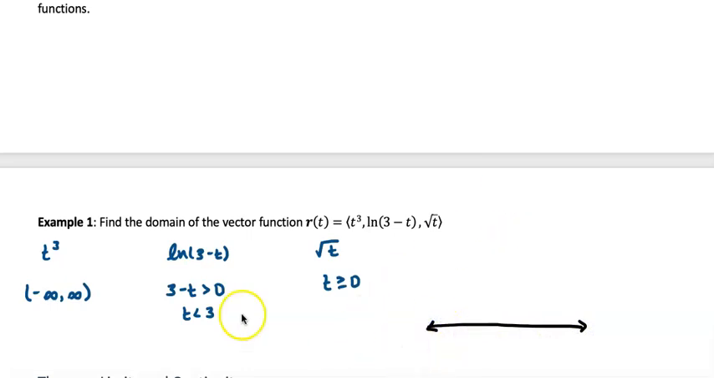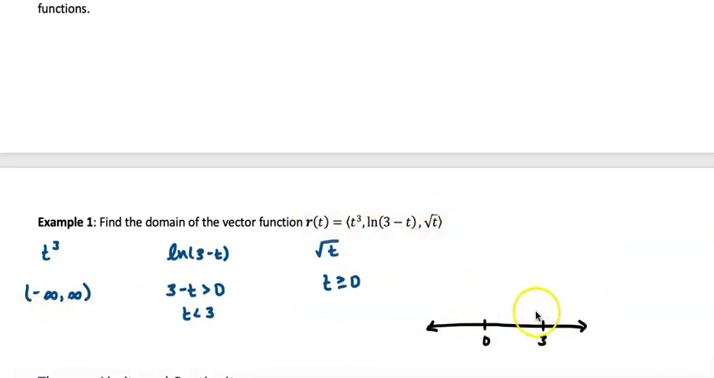So on our number line, let's mark all of the points of significance. So we've got 0 and 3. And because now we have one variable, one parameter in all 3 positions, to describe all 3 components, we're just finding the values of t that are going to make all components of this defined. So we need to include all 3 components.